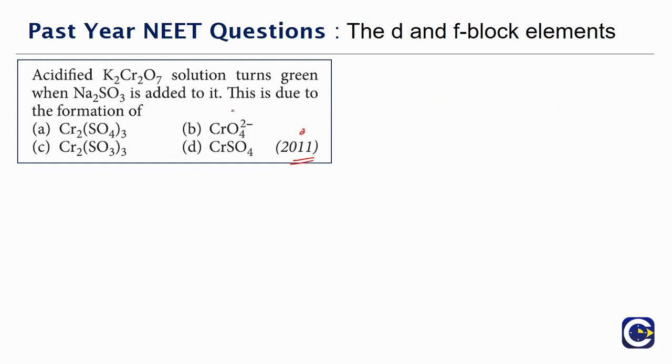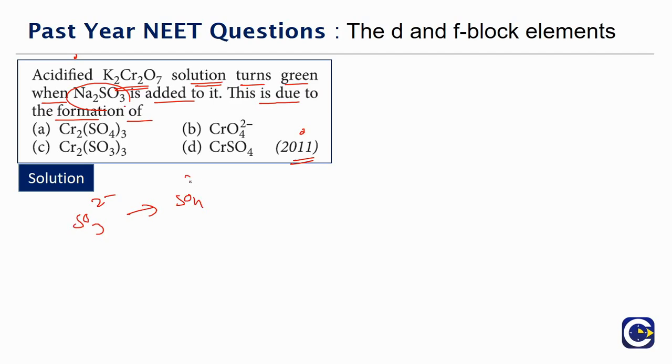This is a straight question based on the potassium dichromate reaction. Acidified K2Cr2O7 solution turns green when Na2SO3, sodium sulfite, is added to it. This is due to the formation of... So what happens, the acidified potassium dichromate is going to oxidize sulfite. It will be oxidizing sulfite to sulfate. So sulfite ion, SO3 2 minus, will be oxidized to what? Sulfate, and the oxidation is being done by dichromate.